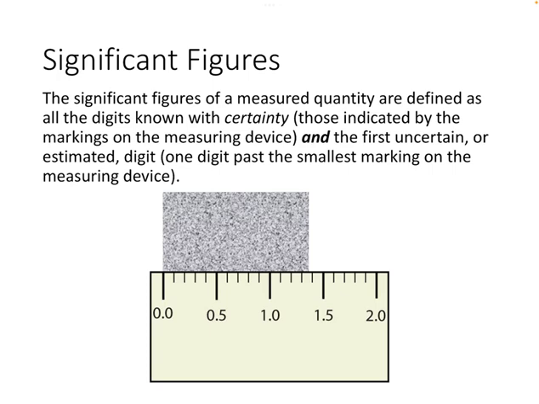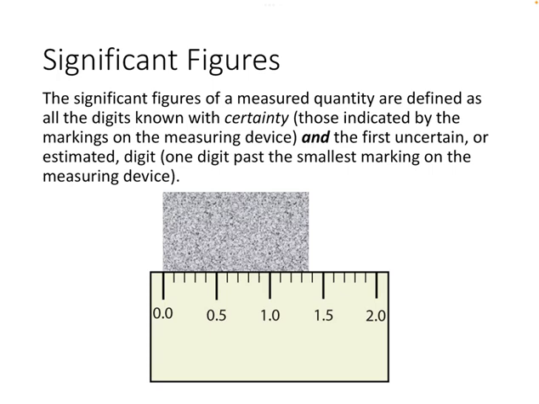Significant figures of a measured quantity are defined as all of the digits that are known with certainty, so those that are indicated by the markings on a measuring device, and the first uncertain or estimated digit, which will be one digit past the smallest marking on the measuring device. So how can we summarize that? Significant figures tell us how precise or good our measurement is. It's also a reflection of how good our measuring device is.